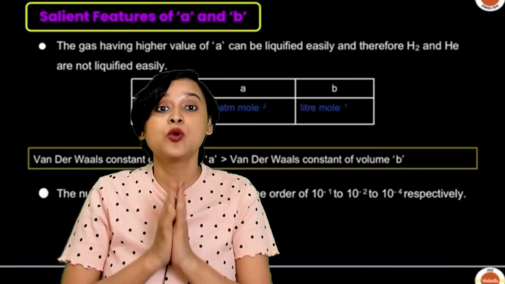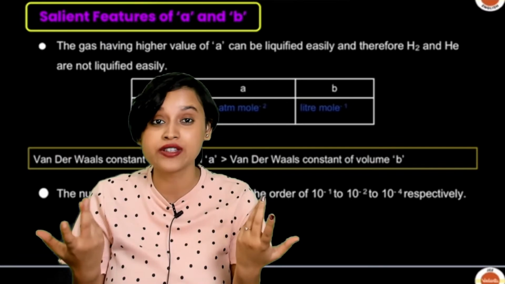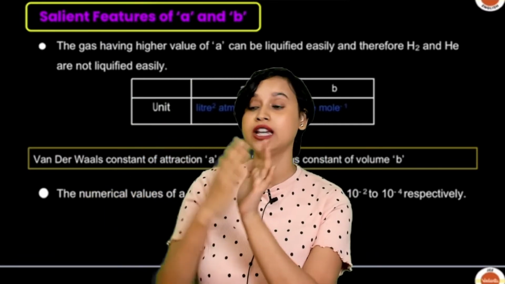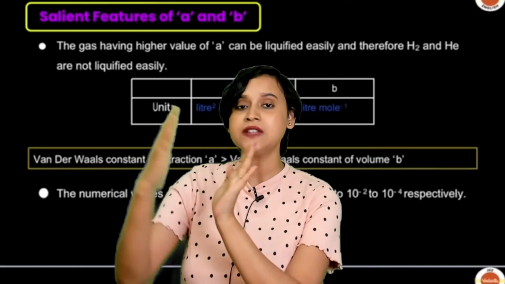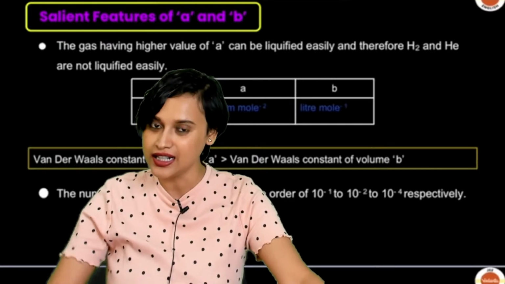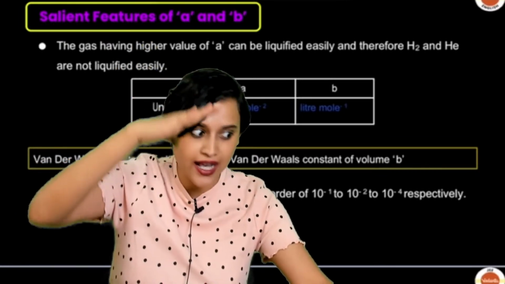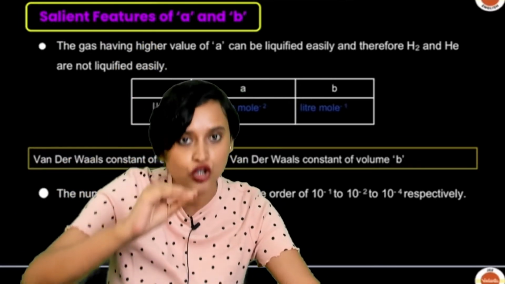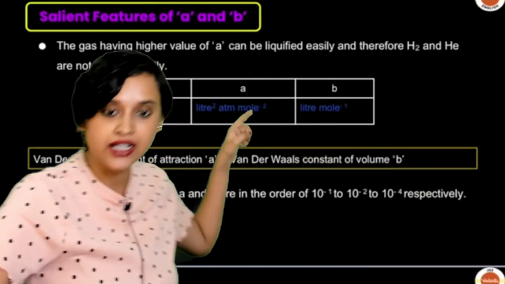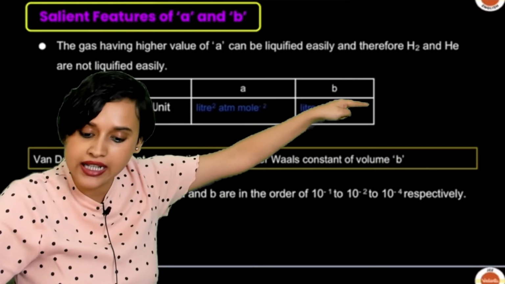What did I tell? What is A? A is the attractive force. So if a gas has higher value of A, that means there is more attraction. If there is more attraction and you increase the pressure, it will easily liquefy, isn't it? Because the moment you increase the pressure, the gas molecules come closer. If they come closer, they are liquefying. Correct? So if they have a higher value of A, they can be liquefied easily.